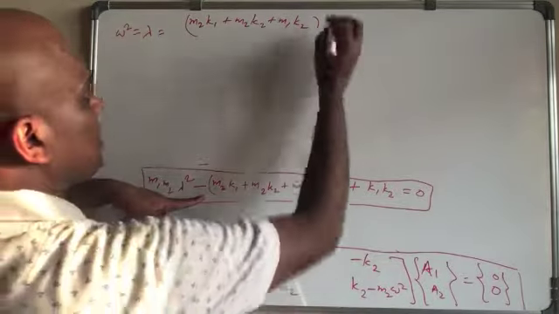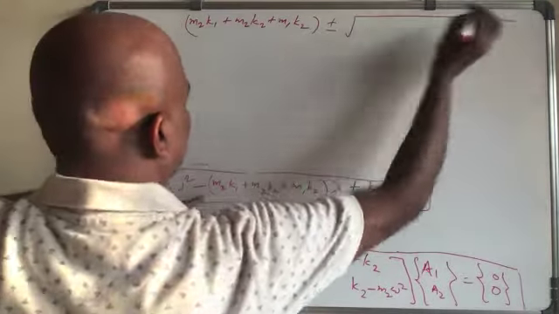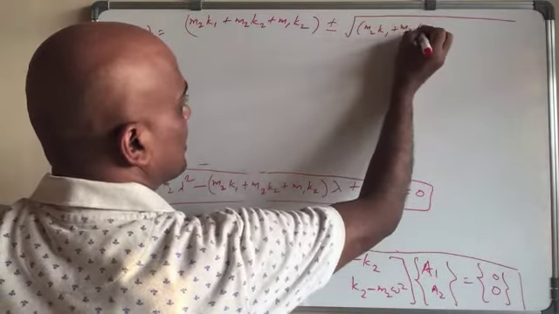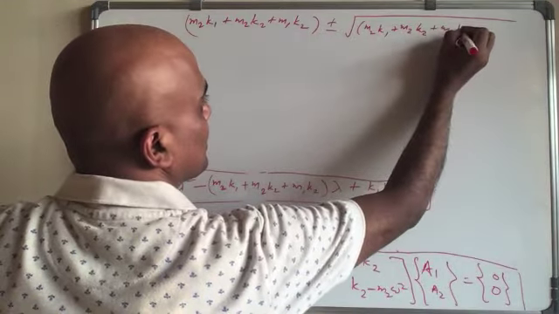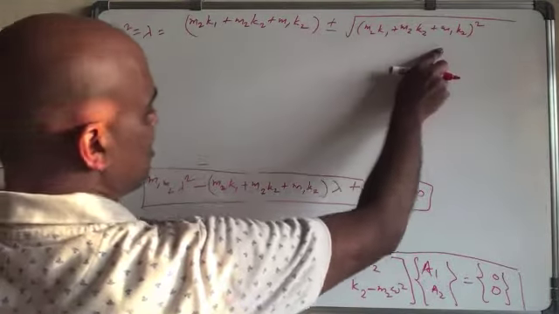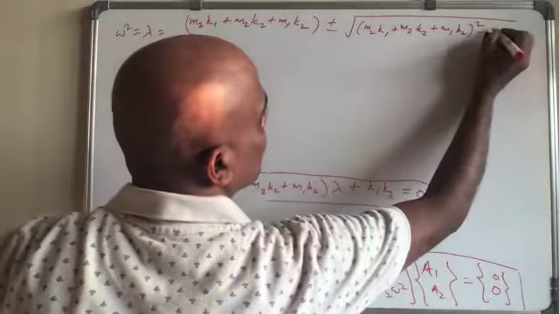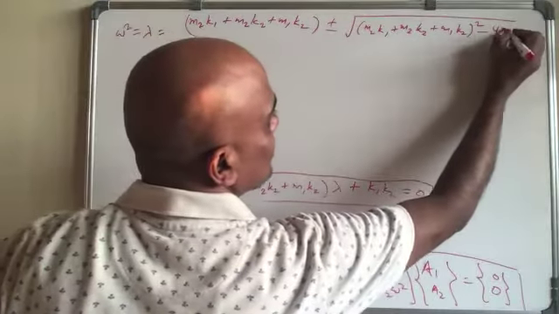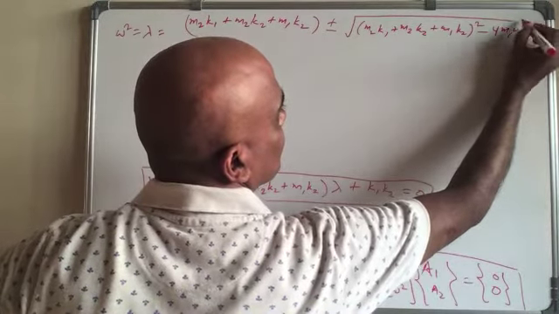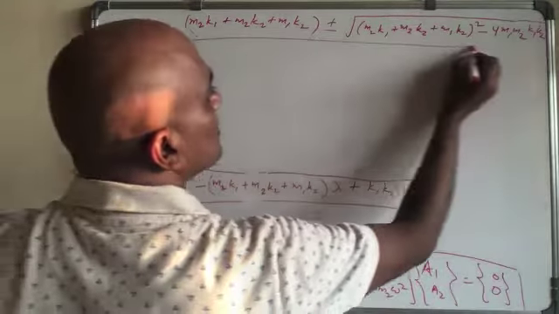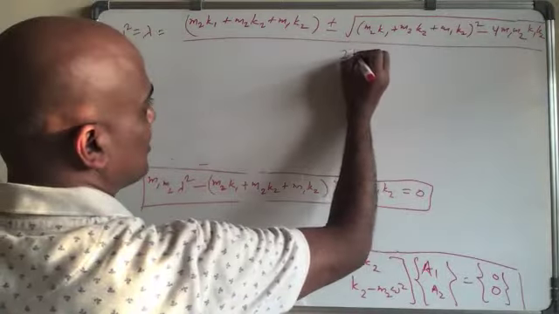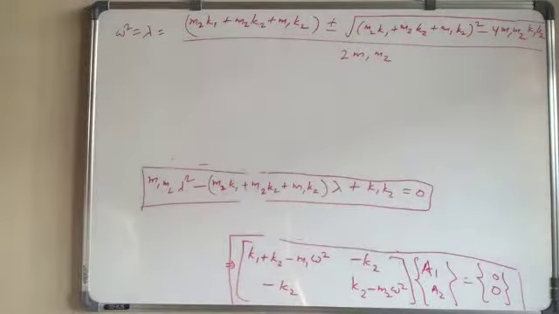So this is minus b plus minus root b square, and then this one, m2 k1 plus m2 k2 plus m1 k2 square. So minus b plus minus root b square minus 4ac. So we have minus 4, then m1 m2 and then k1 k2. Okay, so minus b plus minus root b square minus 4ac divided by 2a. So you have 2 m1 m2.